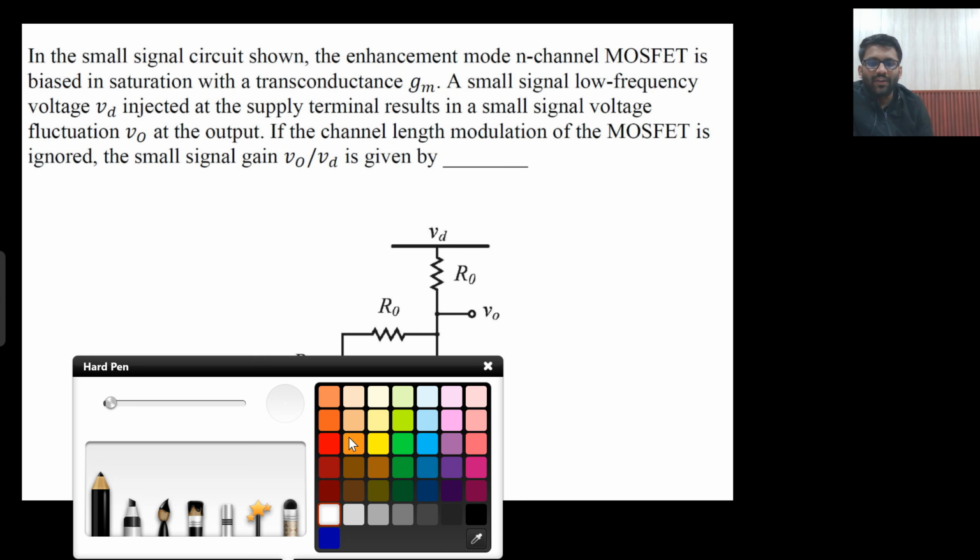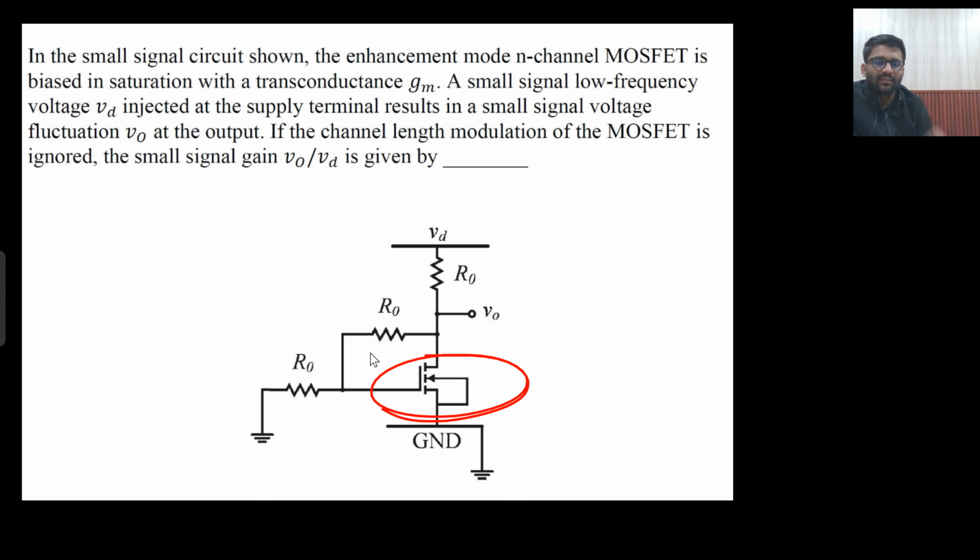Now this circuitry you haven't seen. What is this circuit, sir? Again, find the gain, whatever they are asking. VD is the small signal input voltage. This time they did not show it by V in, they are showing it by VD. So what do you need to find? V naught by VD you need to find. Options are also given.